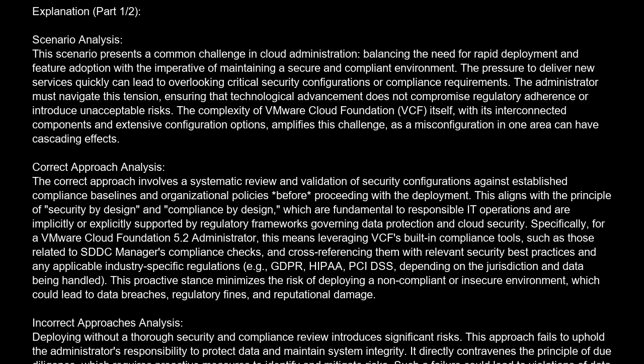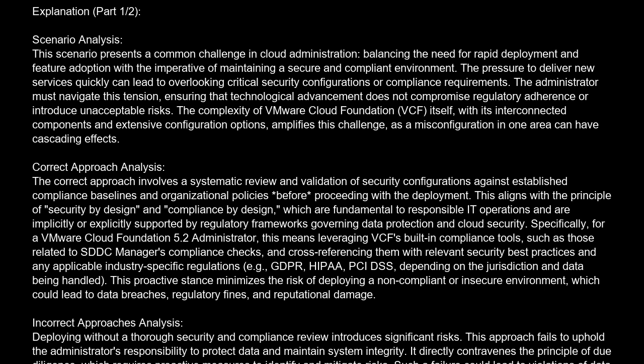This aligns with the principle of security by design and compliance by design, which are fundamental to responsible IT operations and are implicitly or explicitly supported by regulatory frameworks governing data protection and cloud security. Specifically, for a VMware Cloud Foundation 5.2 administrator, this means leveraging VCF's built-in compliance tools, such as those related to SDDC Manager's compliance checks, and cross-referencing them with relevant security best practices and any applicable industry-specific regulations, e.g., GDPR, HIPAA, PCI DSS, depending on the jurisdiction and data being handled.